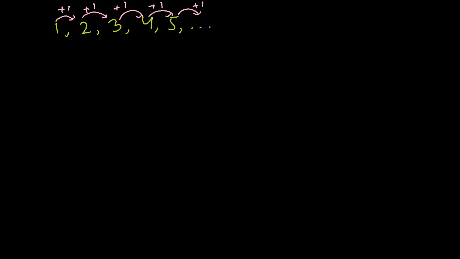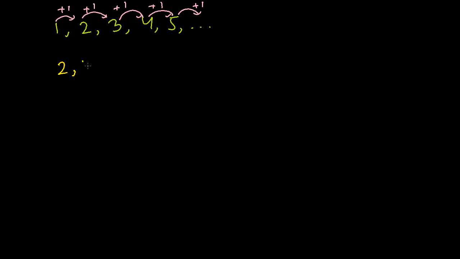A sequence is a list of numbers. So if you take a look at this list, 1, 2, 3, 4, 5, and on, which we call the natural numbers, you will see that this is increasing by the same amount. If you add 1, you get the next one. So the one that comes next would be 6.